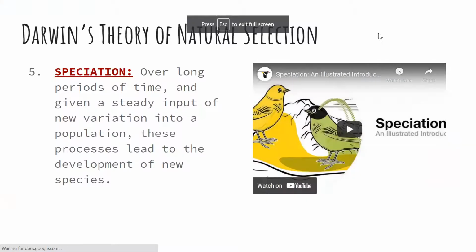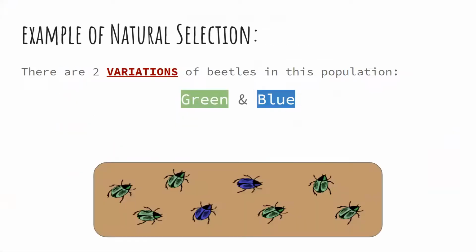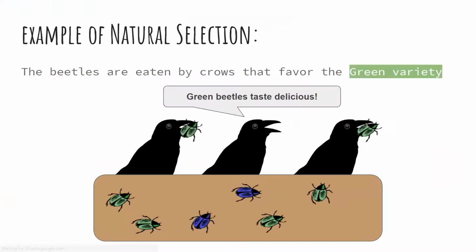So over time, birds were able to change, sometimes to the point where they weren't even compatible anymore. And that is how one bird turned into 10,000 birds, all of a different species. So let's look at this example of beetles in a population. There are two variations of beetles in this population, green and blue.